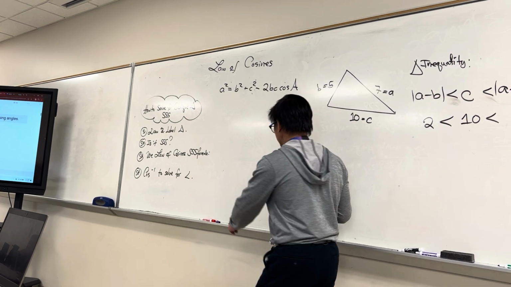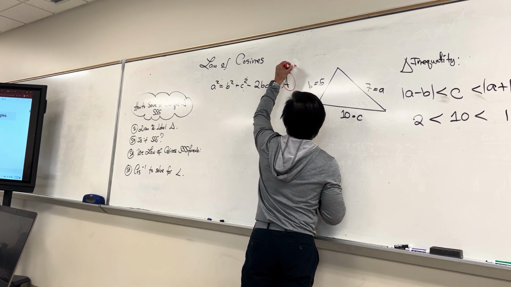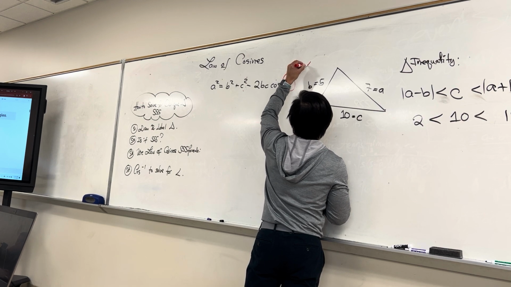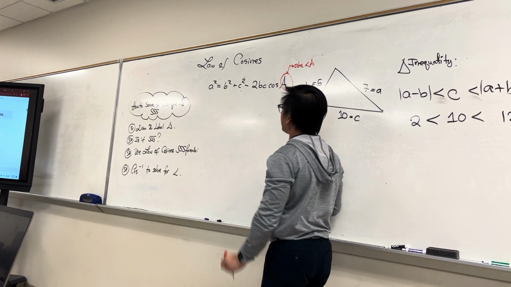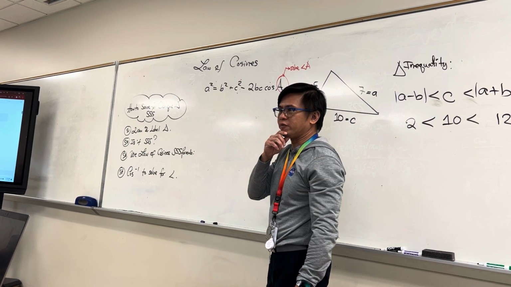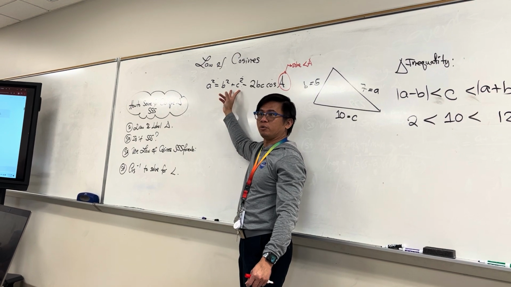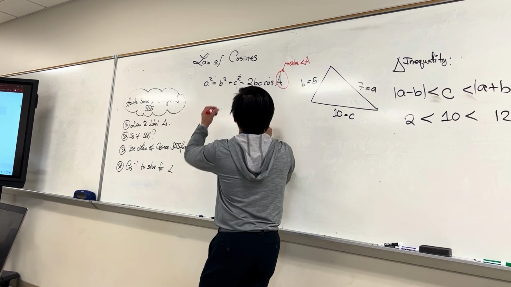So here's what we're going to do. This is our law of cosines, but we want to solve for this angle. Solve for angle A. So how do we isolate that one from here? What do we do first? Get rid of these 2, right? So if we get rid of these 2, what do we do?